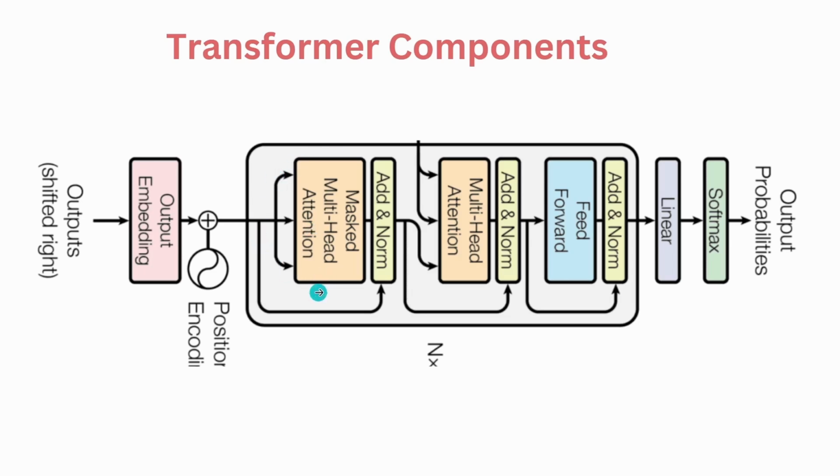This block generates the attention vectors for each word in the output sentence. These vectors capture how much each word in the sentence relates to every other word in the same sentence. The masked part means that the model is only allowed to consider the current and previous words in the sentence while predicting the next word. This mask prevents the model from cheating by looking ahead at the words it is supposed to predict. After that, we are going to do the cross attention.